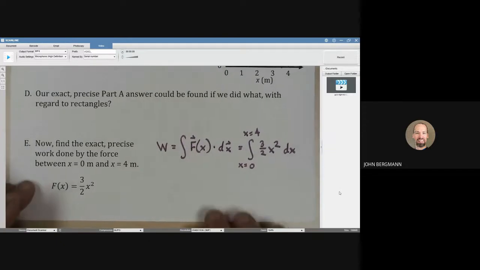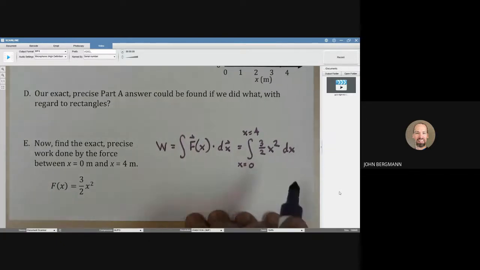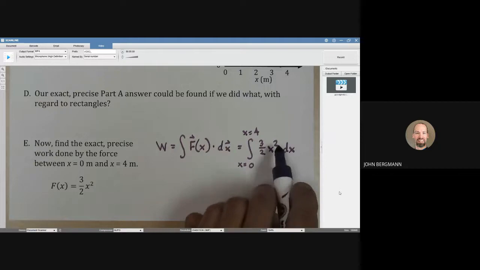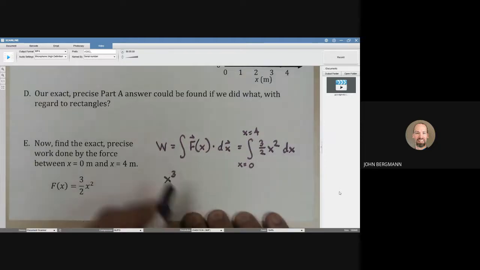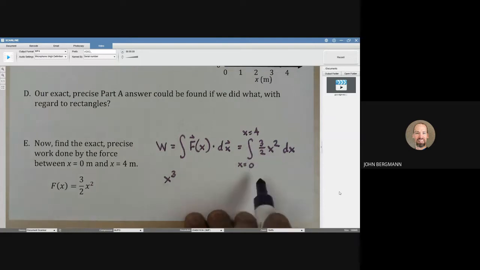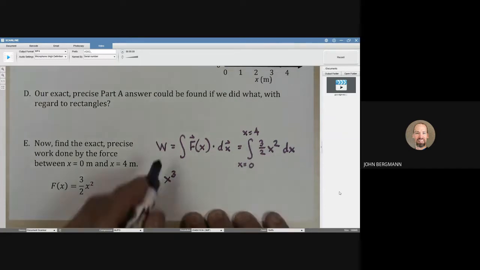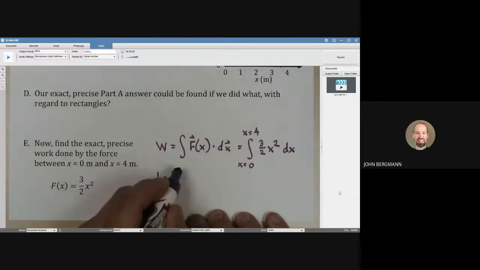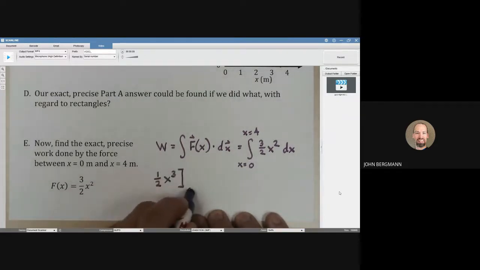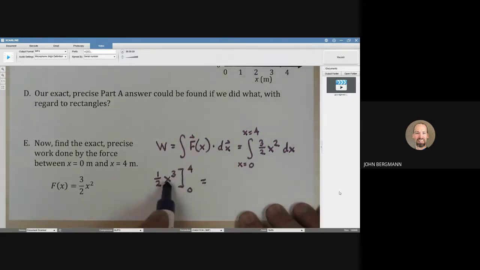And so we're just going to integrate that. When we integrate, we need to power up. This power is going to go up to 3, x to the third. Then we're going to divide by that new power. When we divide by that new power, the 3's will cancel, and we'll just end up with that 1/2 still sitting out there out front. And we need to integrate from 0 to 4. We're going to put 4 in here. We're going to cube that, and then we're going to cut it in half. 4 cubed is 64 divided by 2, 32.